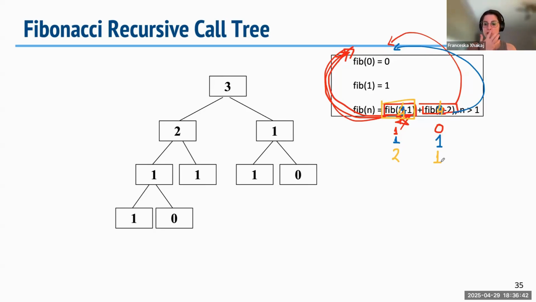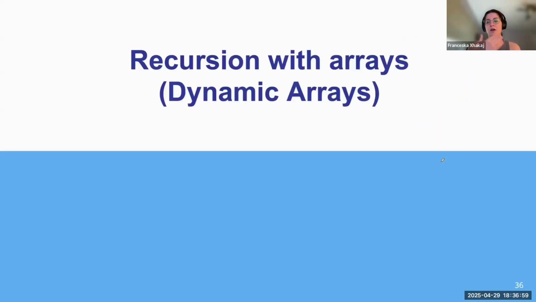Okay, so we saw examples of factorial, which has one base case and one recursive case, and Fibonacci, which has two base cases and two recursive cases. All of these examples were with numbers. So let's look at a recursion version with data structures that we've seen so far.